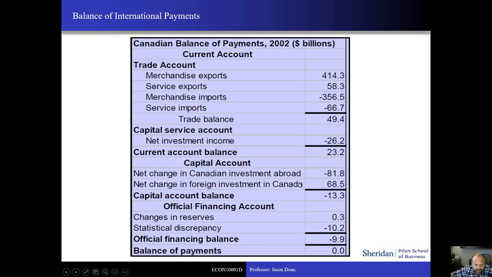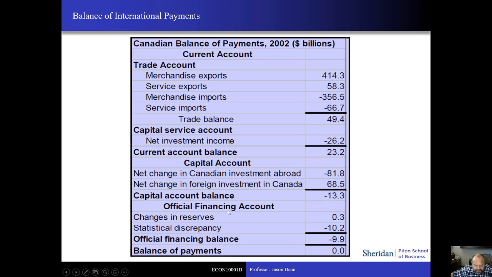Okay, so when we invest abroad, we think of it as a negative, so it's money leaving. In this case, it was negative 81.8. And in terms of foreign investment in Canada, we think of that as a positive, and so in this year, it was 68.5. So the capital account balance in this case would end up being negative 13.3.